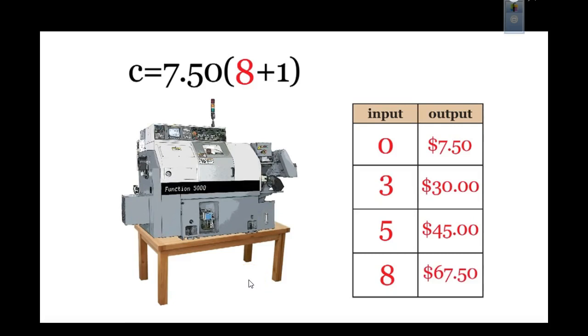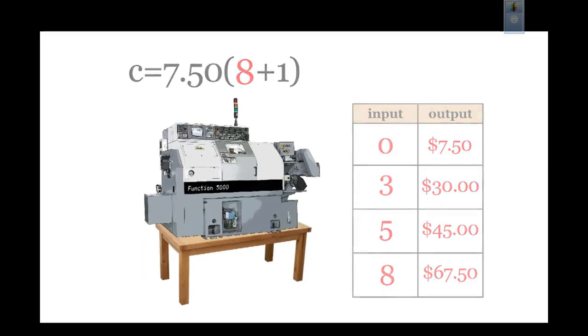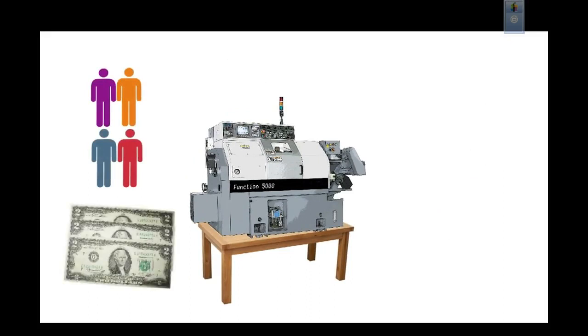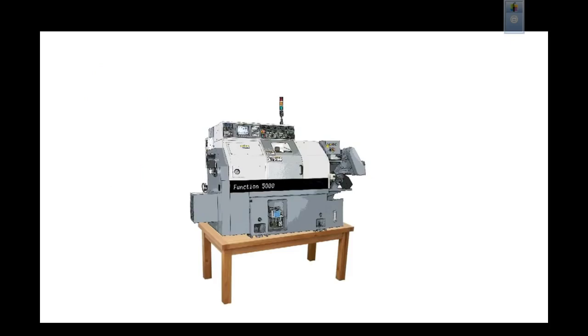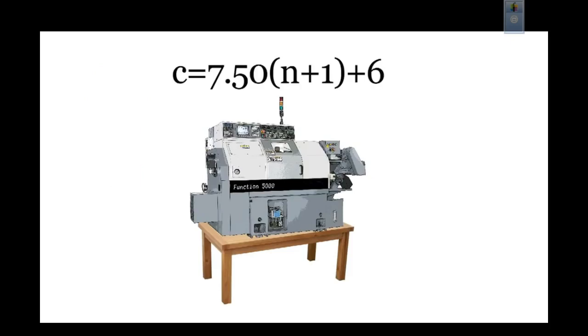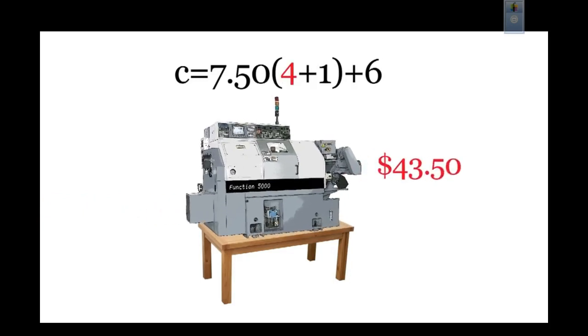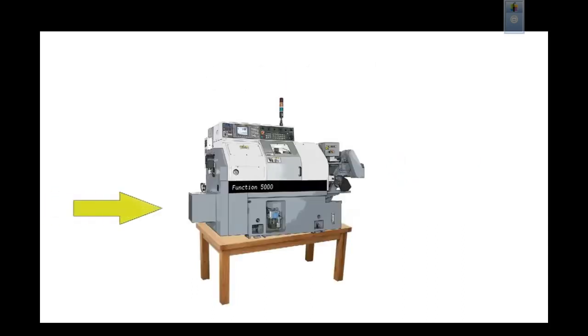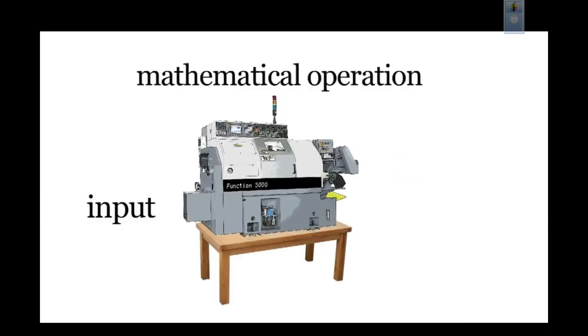But hold on now, you forgot to include the tip. Let's say that 4 friends are attending the lunch, and let's leave a $6 tip. Now we need to change the rule of our function to $7.50 times n plus 1 plus 6. Let's find out our total cost for lunch. All right, the total cost for lunch is going to be $43.50. Input, mathematical operation, output. That's how functions work.